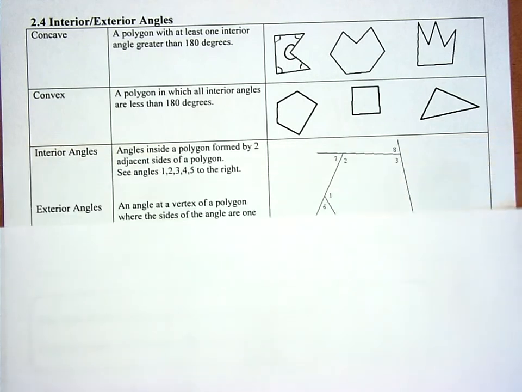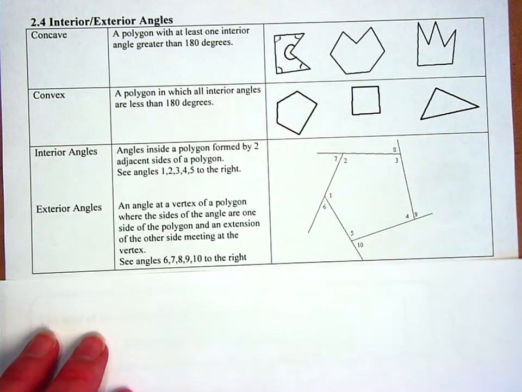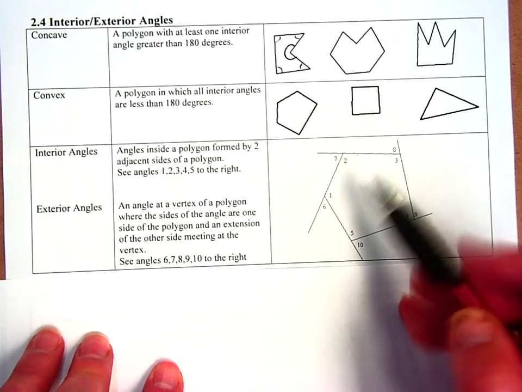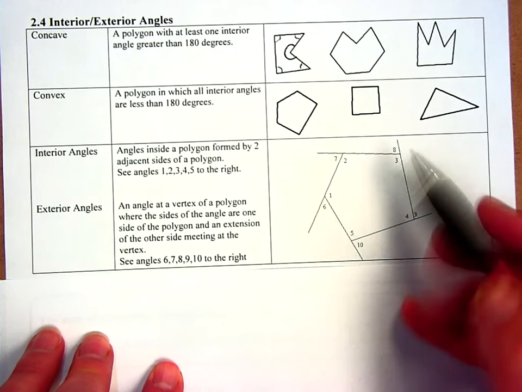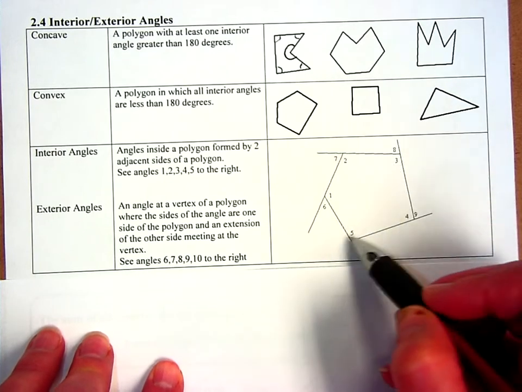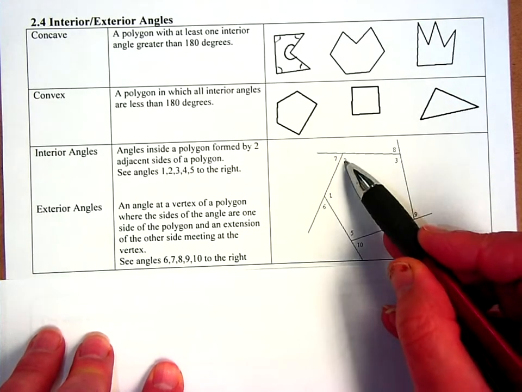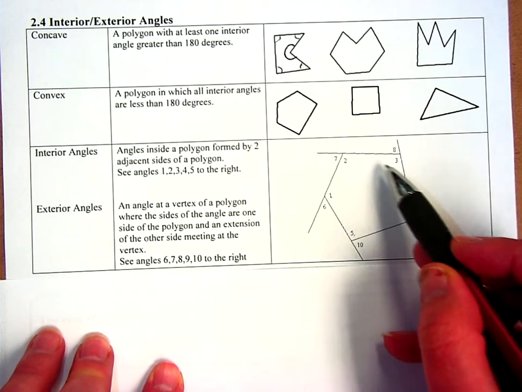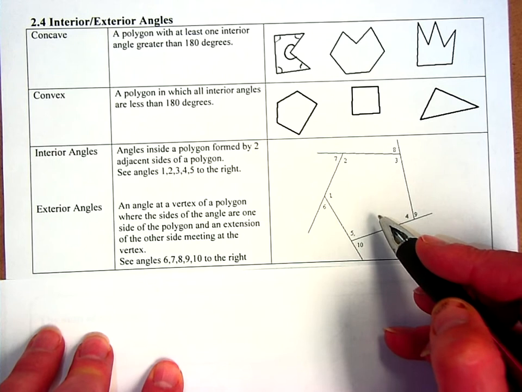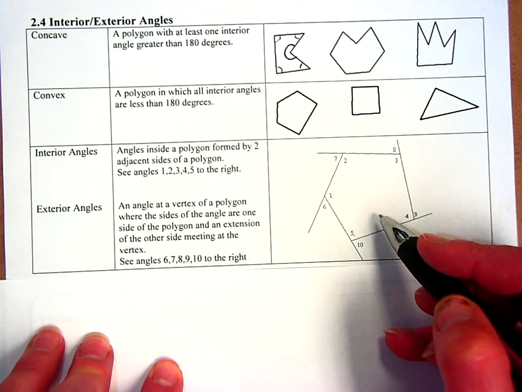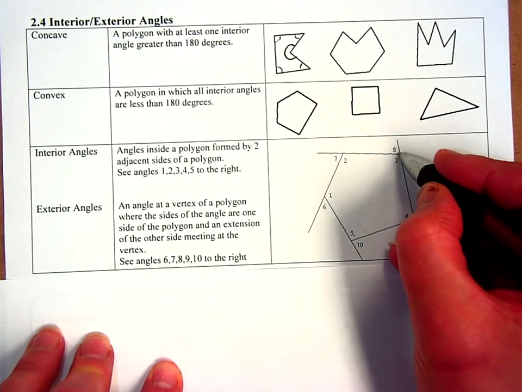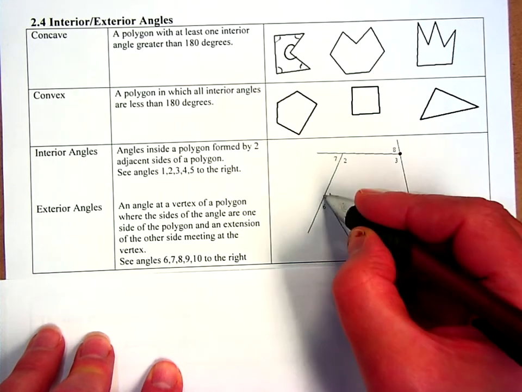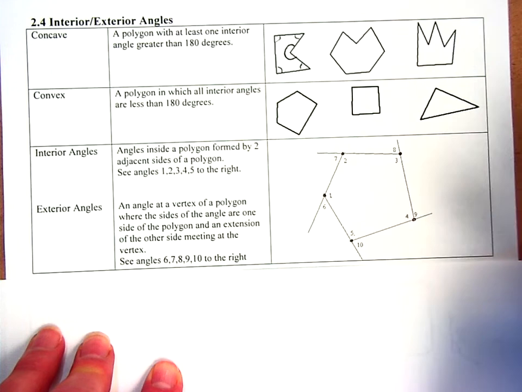So within convex polygons, first thing, you know that every polygon has interior angles. And in this drawing here, this is a pentagon, it has 5 sides. Angle 1, 2, 3, 4, and 5 are inside of that pentagon. They're all interior angles.